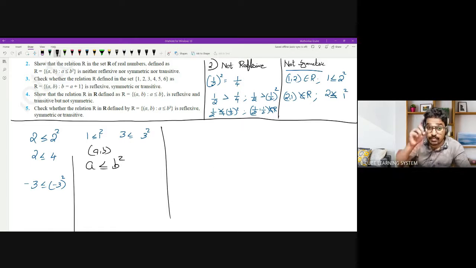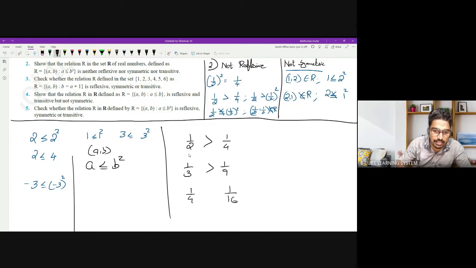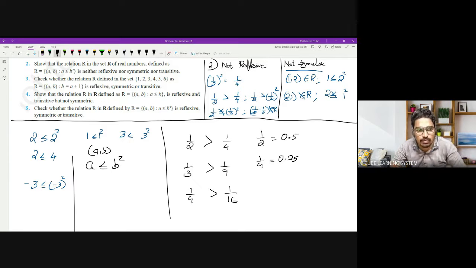When we take a fraction between 0 and 1, 1/2 on squaring is 1/4. 1/3 square is 1/9. 1/4 square is 1/16. In this case, the square is lesser. Square will be smaller only in the case of fractions between 0 and 1. So terms like (1/2, 1/2), (1/3, 1/3), (1/4, 1/4), etc. will not be in the relation. Reason is simple. 1/2 is actually 0.5 in decimal. 1/4 is 0.25. Right? 1/2 is larger.